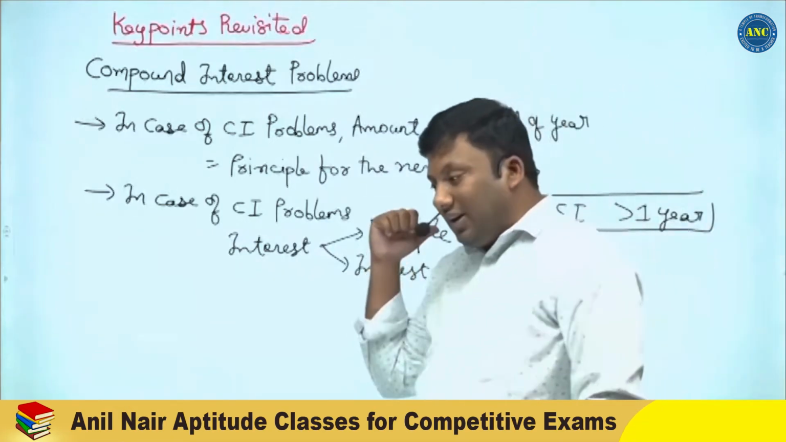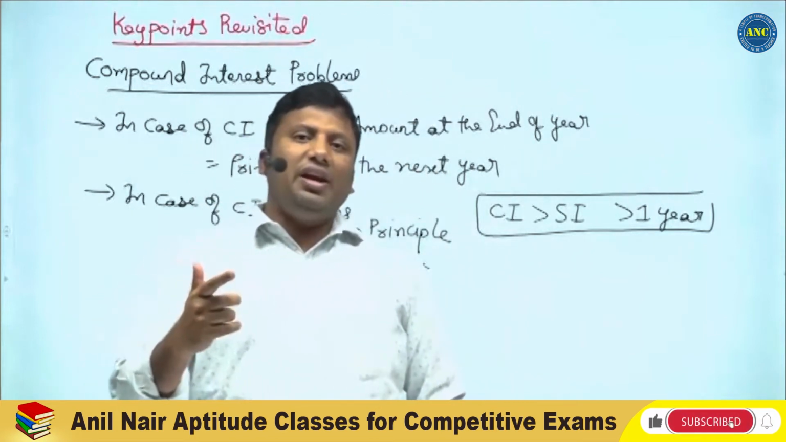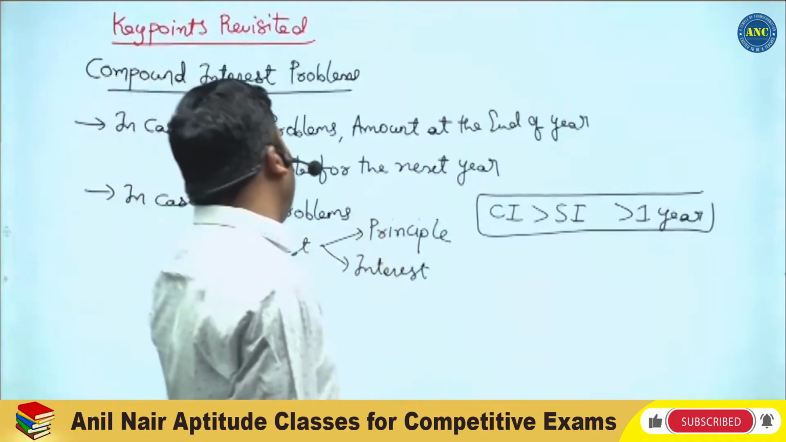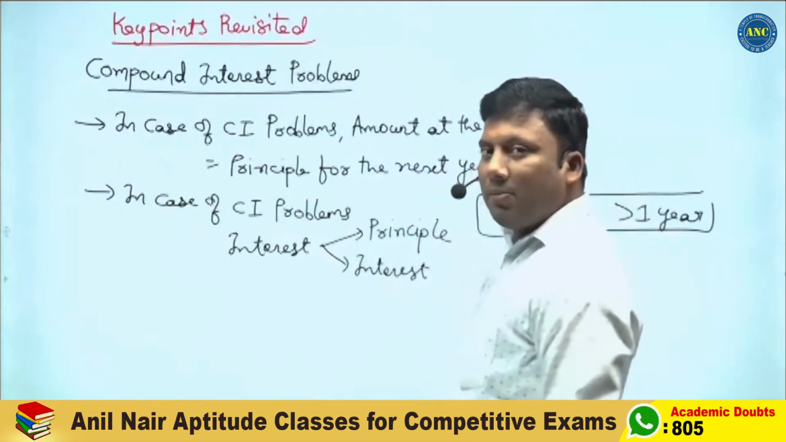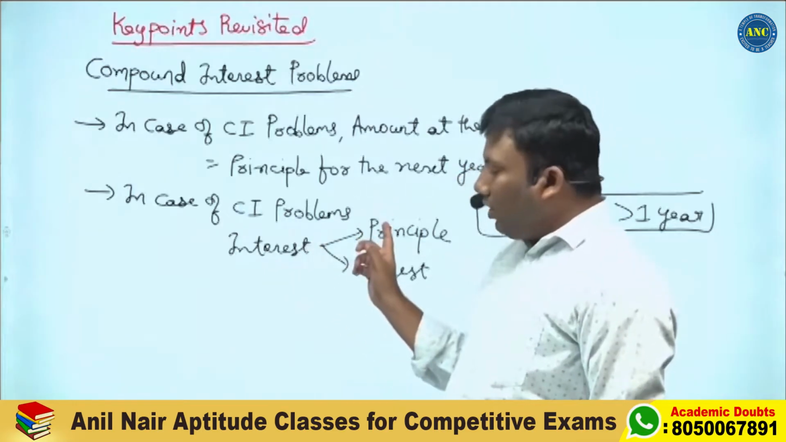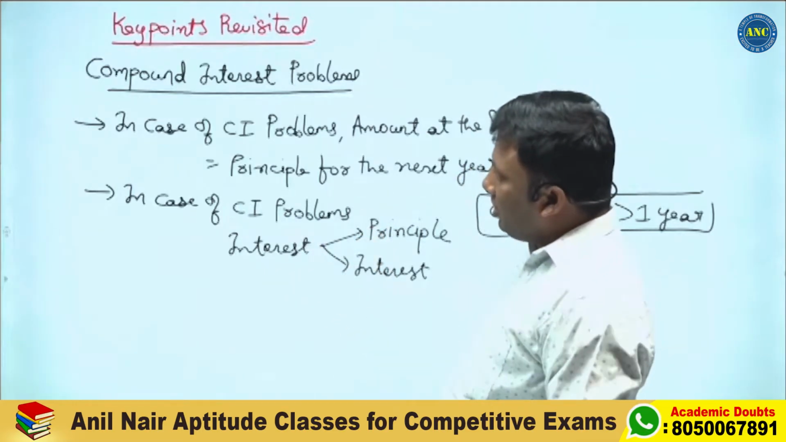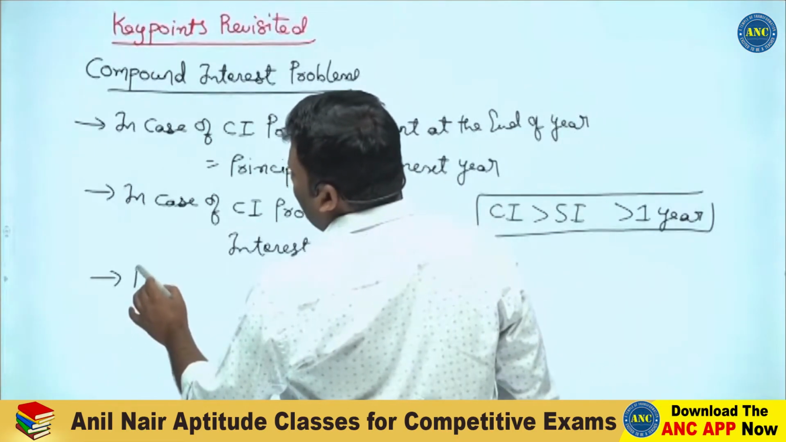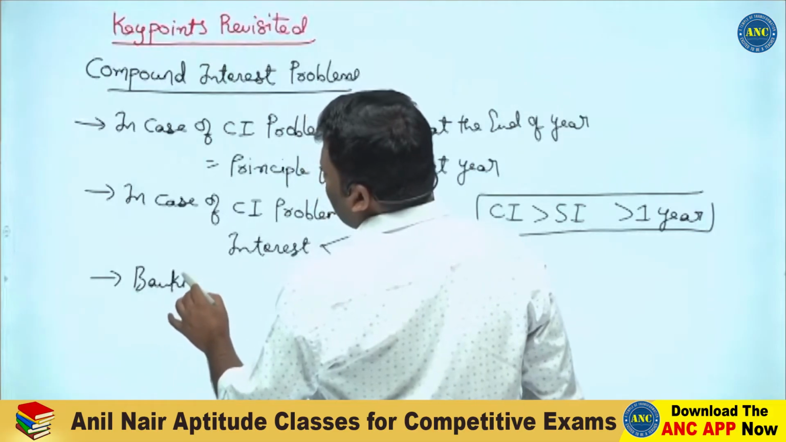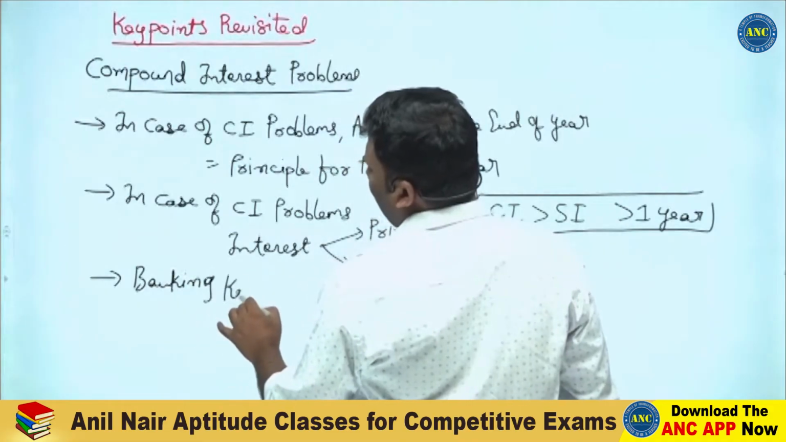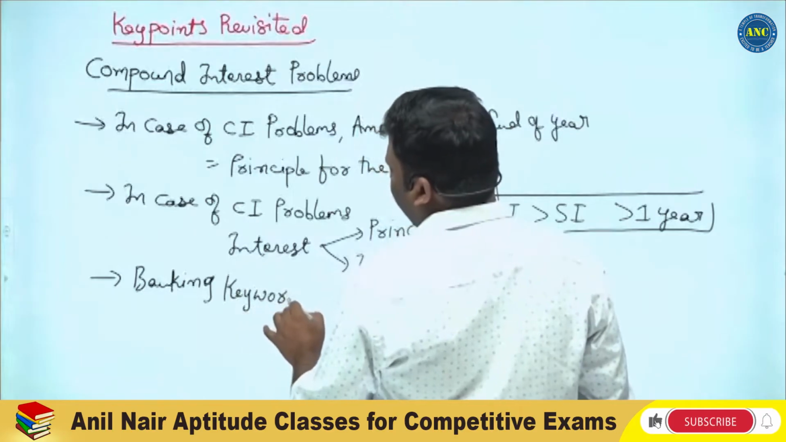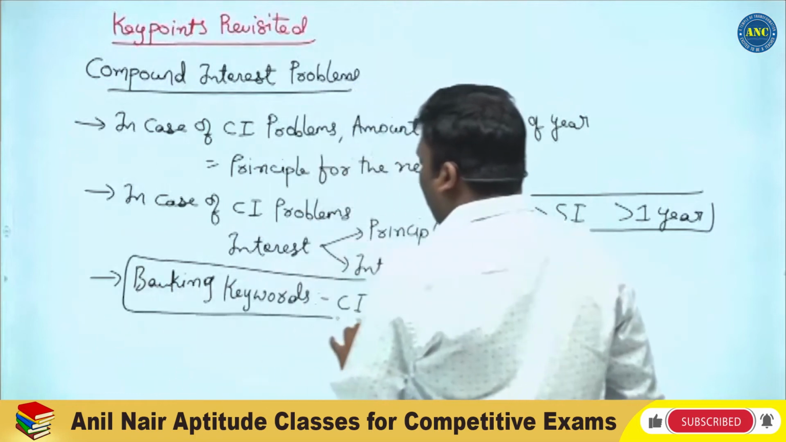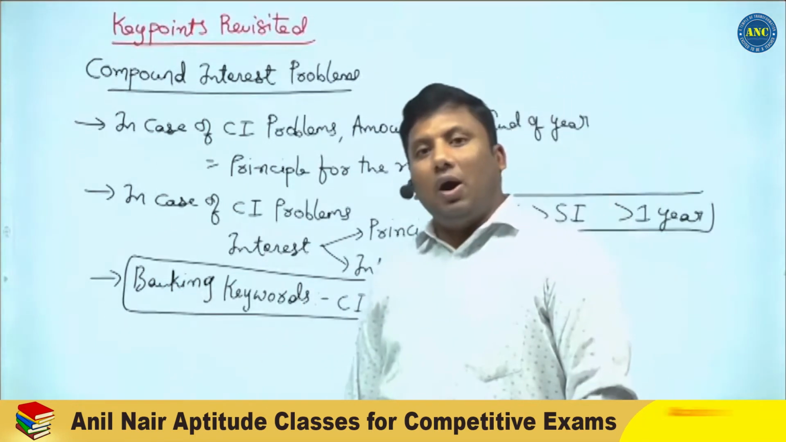We will use these fantastic key points to solve a very tough question very easily. CI is always greater than SI for greater than 1 year. So in case of compound interest problems, interest is calculated not only on the principal but also on the interest. Now, another important key point: whenever there are banking related keywords, in case of banking, I will always use compound interest.